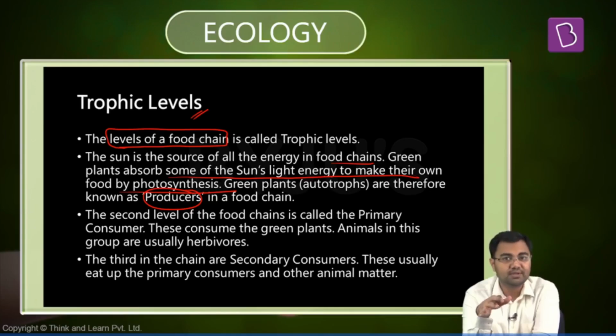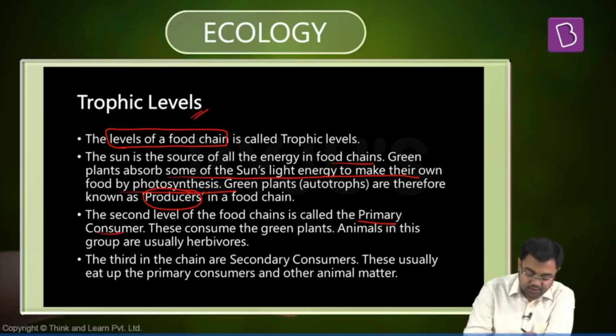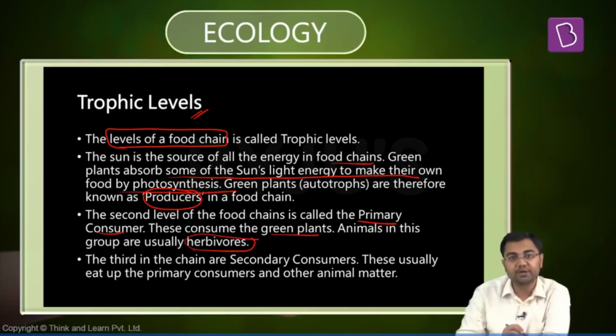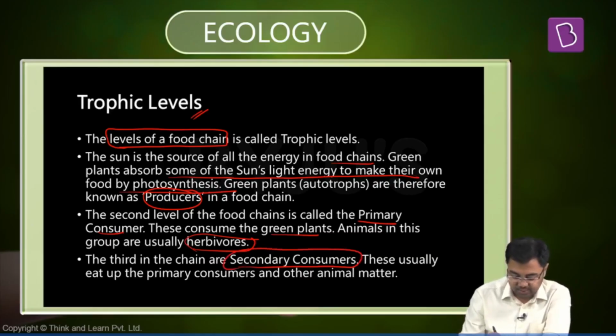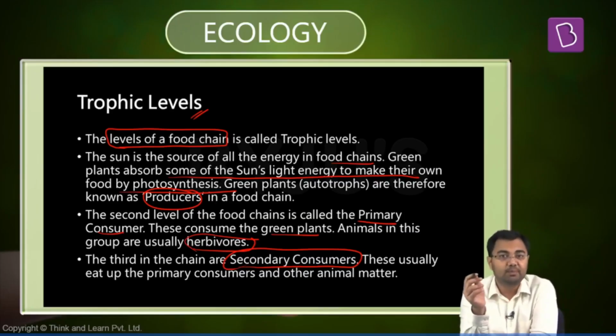So something that we already discussed. Then the second level of food chain is called as primary consumer. These consume the green plants. Animals in this group are generally called as herbivores. Then the third level are the secondary consumers, and these usually eat up the primary consumers and other animal matter.